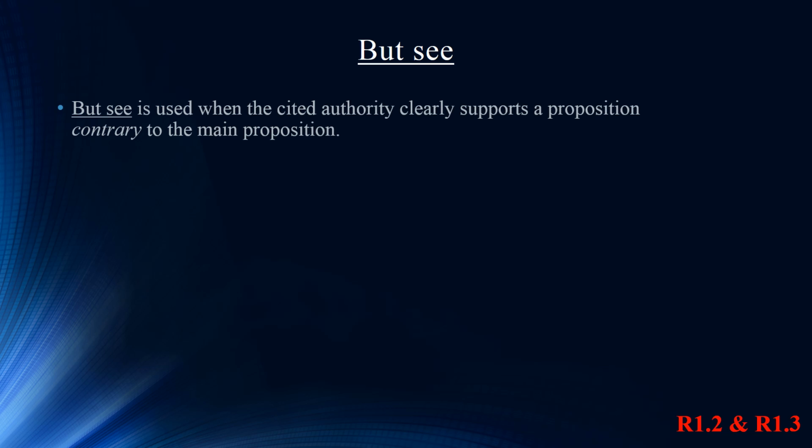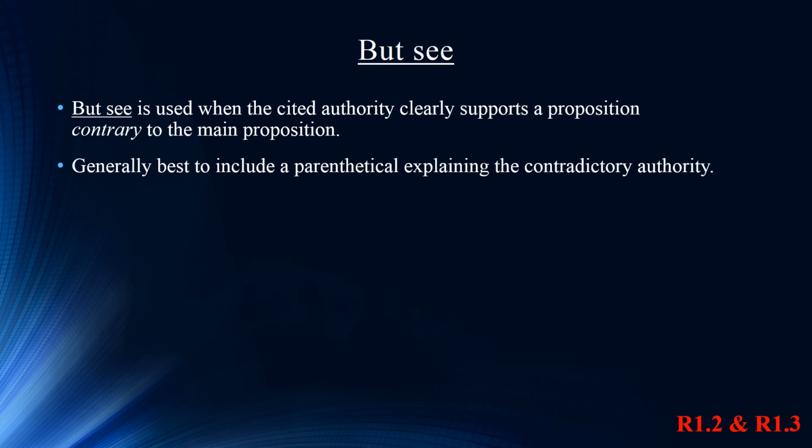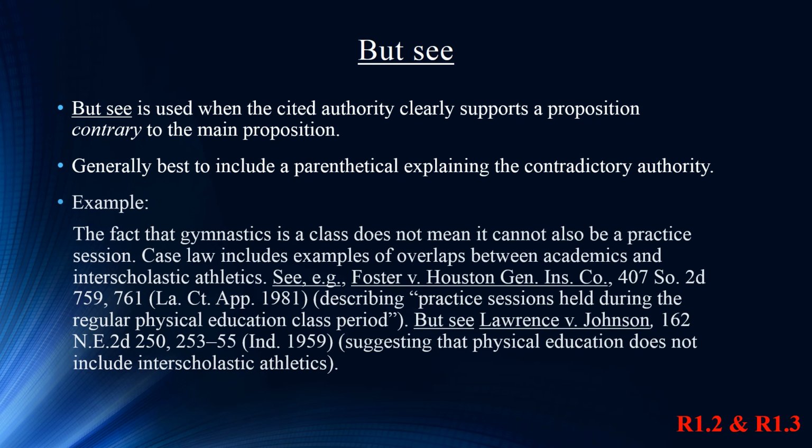Finally, another signal that you may find useful is but C. But C is the corollary to C. Where C would be used for clear support of a proposition, but C is used to show the authority clearly supports a proposition that is contrary to the main proposition. Generally, it is best to include a parenthetical explaining the contradictory authority. Let's look at an example.